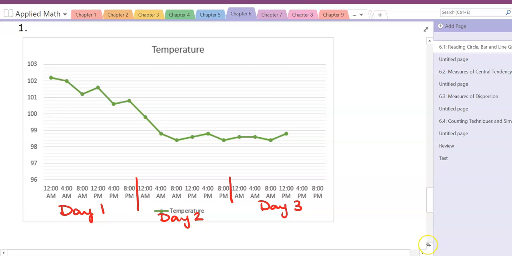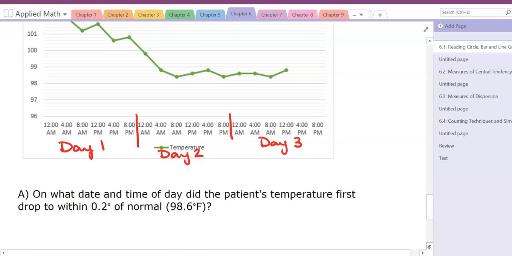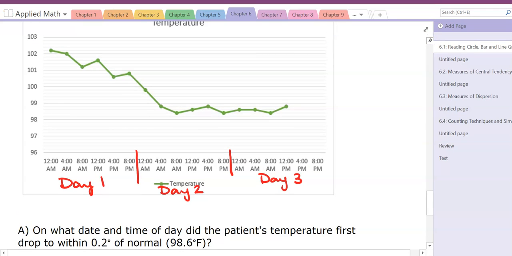This one says, on what date and what time of day did the patient's temperature first drop to within 0.2 degrees of normal, which would be 98.6 degrees. First, if you need to, figure out where 98.6 is. It looks like each one here is going up by 0.2. So we've got 98.2, 98.4, 98.6, 98.8. So this line right here is the normal range for temperature. I'm not sure I got that completely straight. It's really hard to see these lines up here.